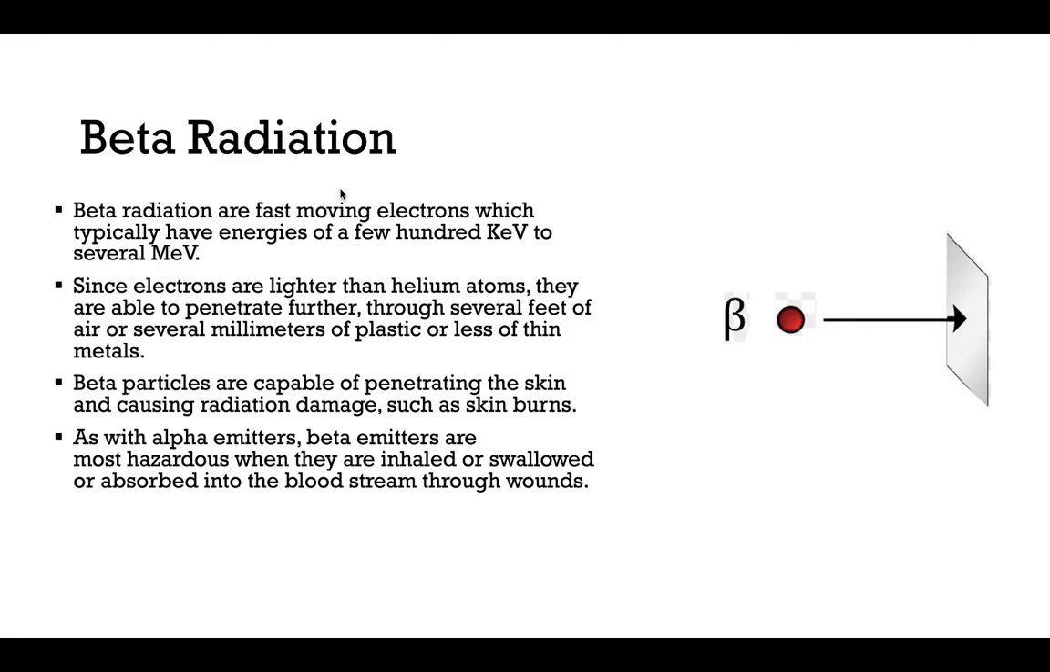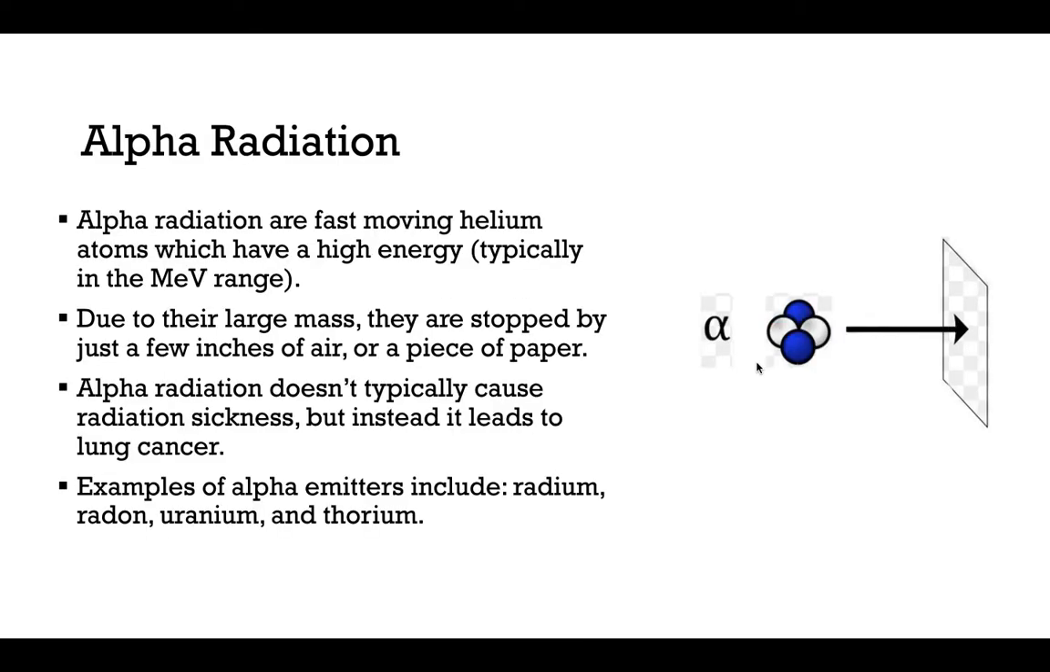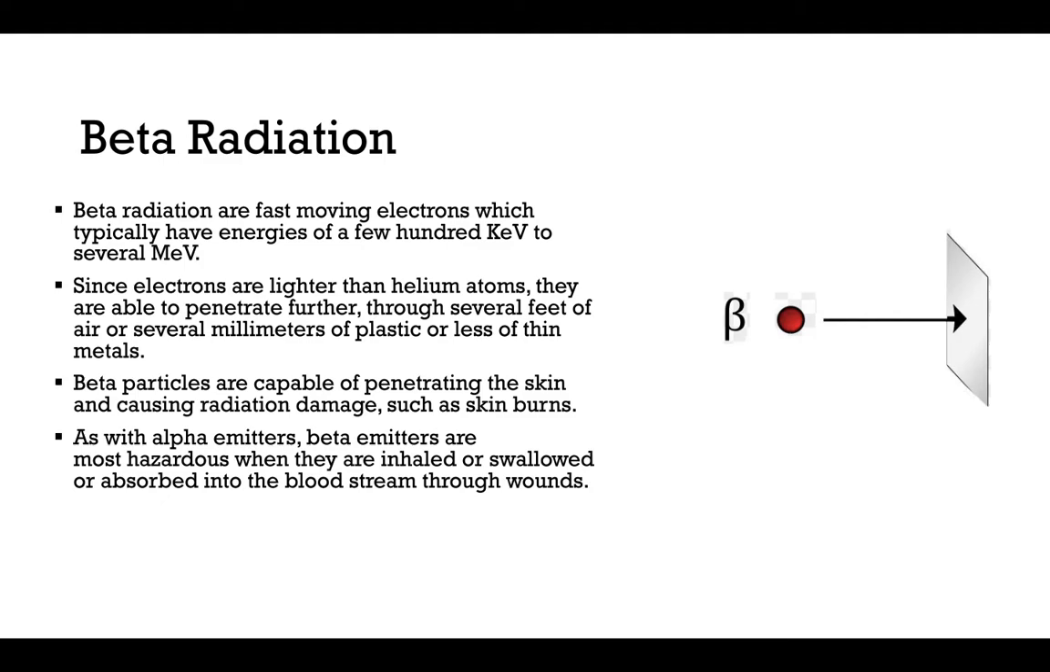We have the beta radiation. Beta radiation consists of fast-moving electrons, which typically have energies of a few hundred kilo electron volts to several mega electron volts. Since electrons are lighter than helium atoms, they are able to penetrate further through several feet of air or several millimeters of plastic or less of thin metals. So basically, the alpha radiations are stopped by a piece of paper, while the beta radiations are faster, they have more energy, so they can penetrate further than the alpha particles.